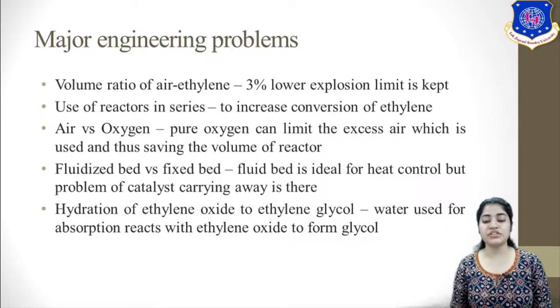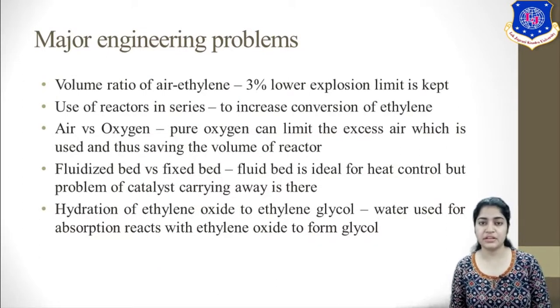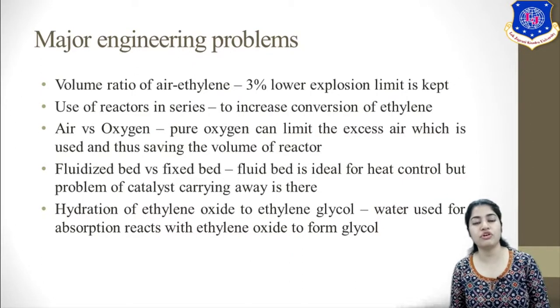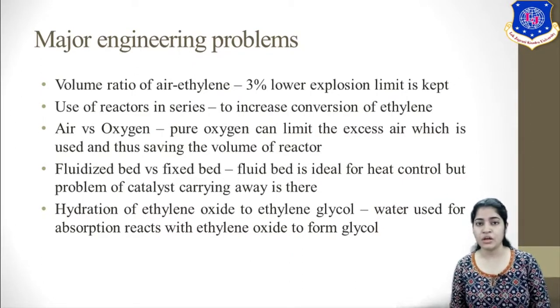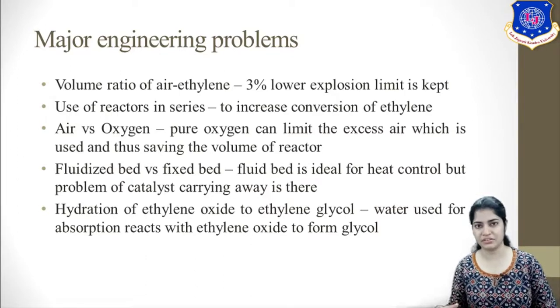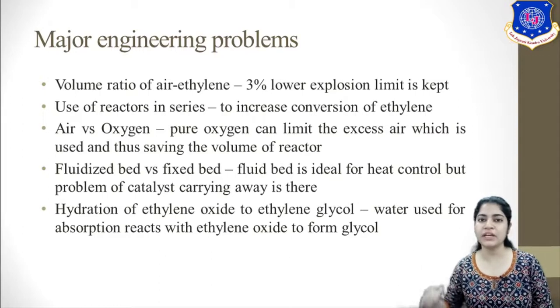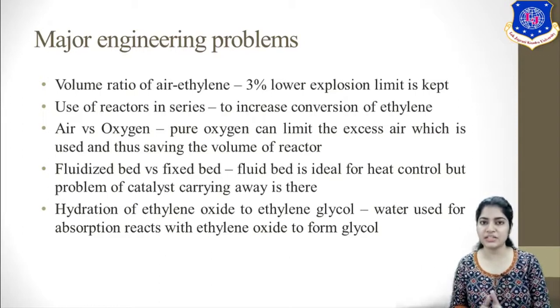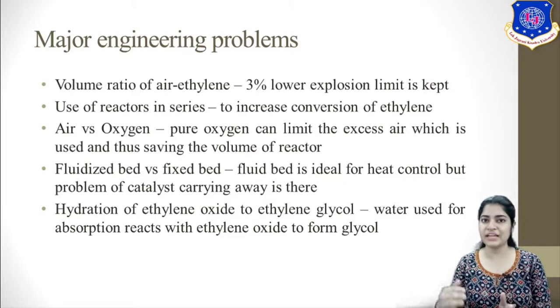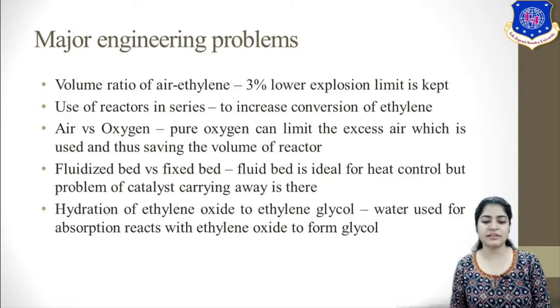So now the major engineering problem associated with this ethanolamine production is, first of all, your volume ratio of air to ethylene. Okay, see, ethylene and air make an explosive mixture. So what we are trying to do is limit this explosion concentration, okay, by how much? By 3%. Whatever the explosive limit of your mixture might be, you are keeping it below that. So that way you are arranging the concentration of ethylene in your air such that it is 3% lower than the explosive limit.